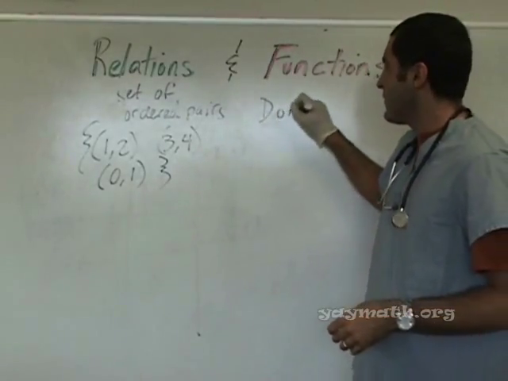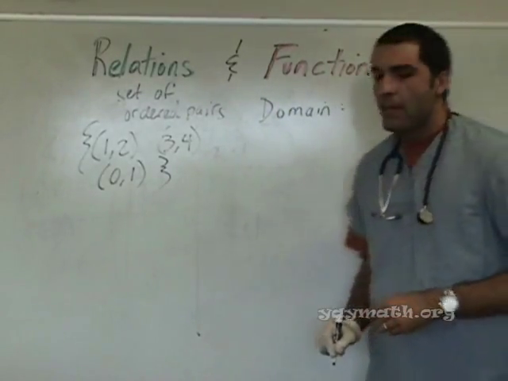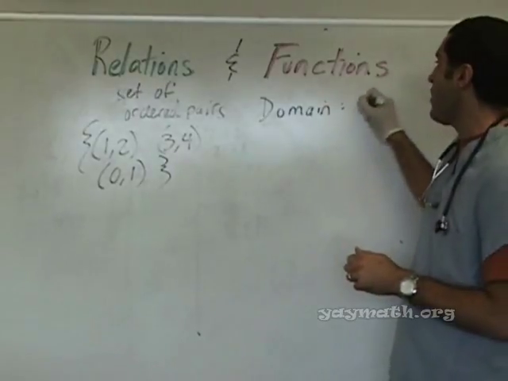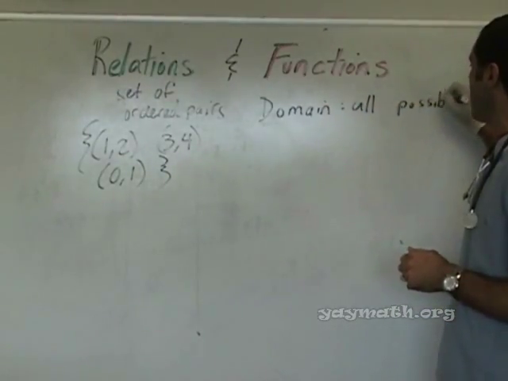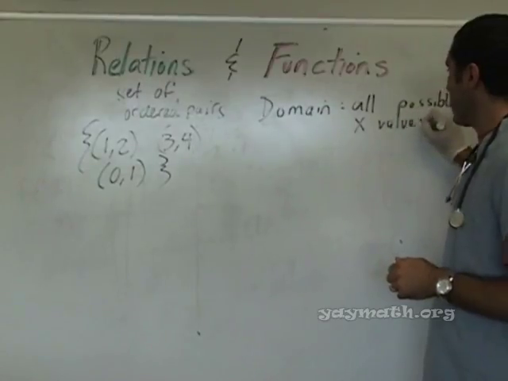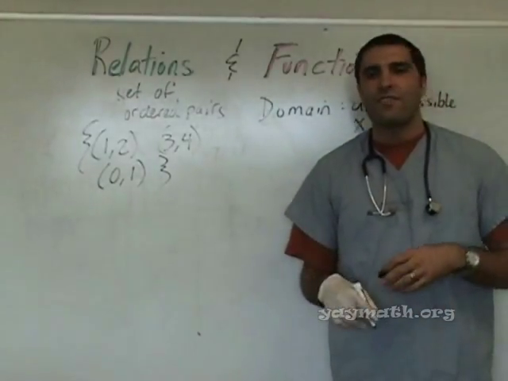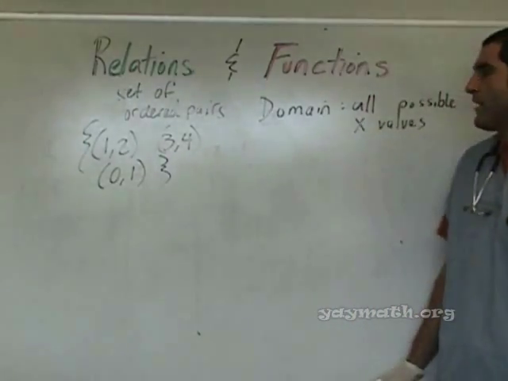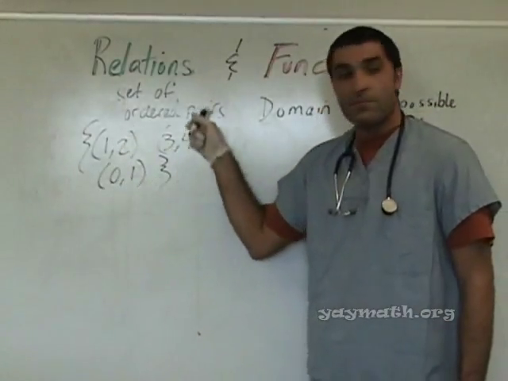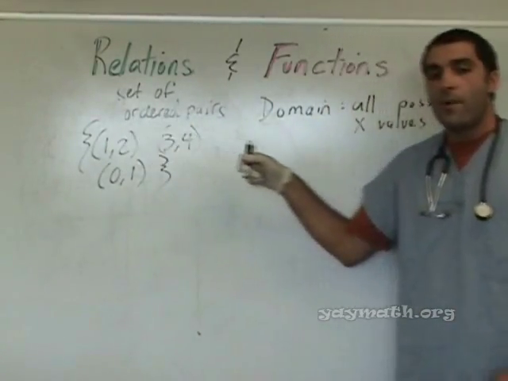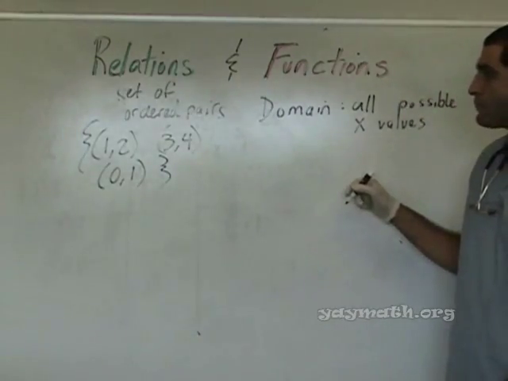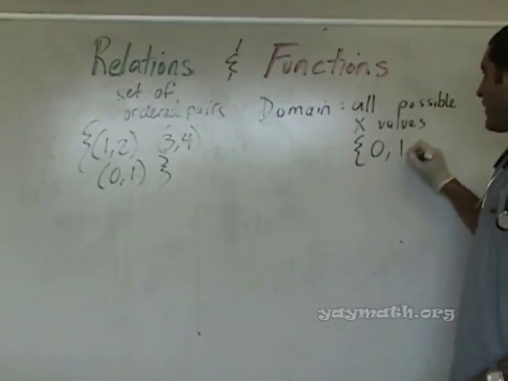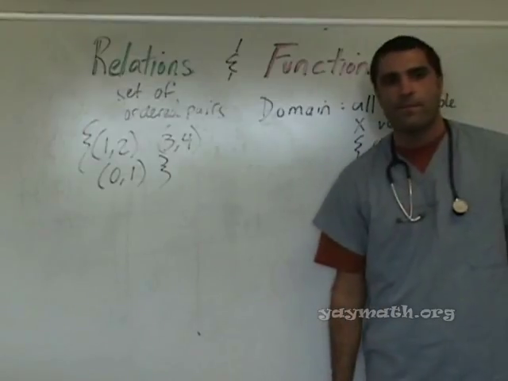So domain. You see the word domain there, and it has a definition. The best way I can say it, it's all possible x values. The beginning is a lot of definition stuff, and it's kind of rote, but once we get later in the page, you're going to see why it's necessary. So can we do the domain for this particular set? What are all possible x's? 0, 1, and 3. Good job. Order doesn't matter for domain.